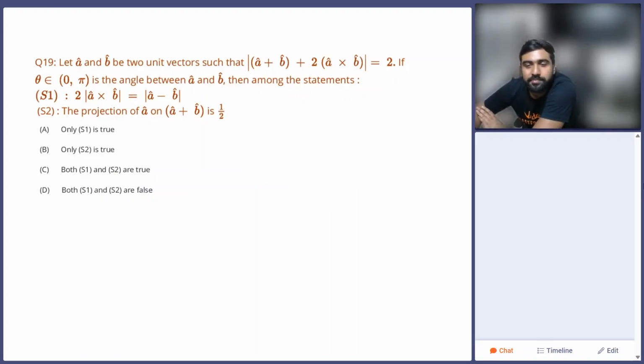Okay, moving on. What do we have now? You have been given the expression: the magnitude of a cap plus b cap plus 2 times a cap cross b cap is equal to 2.